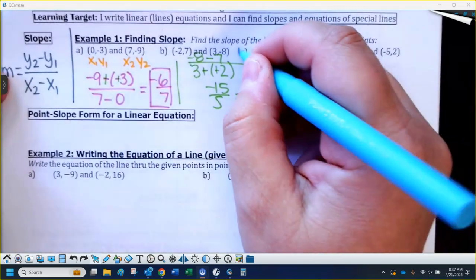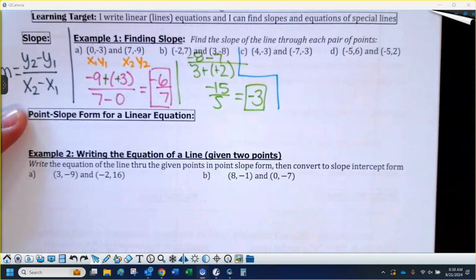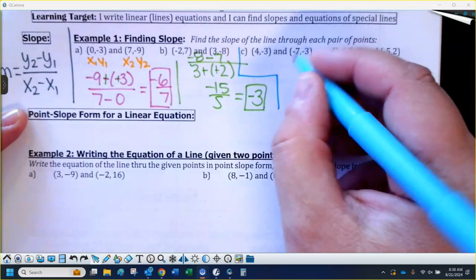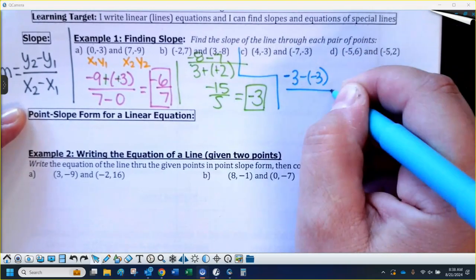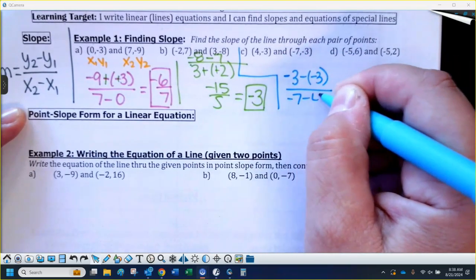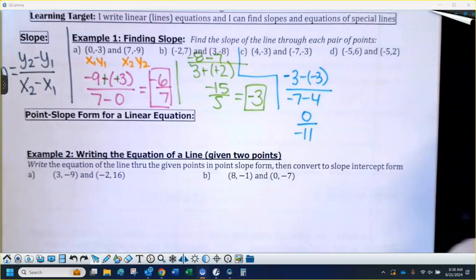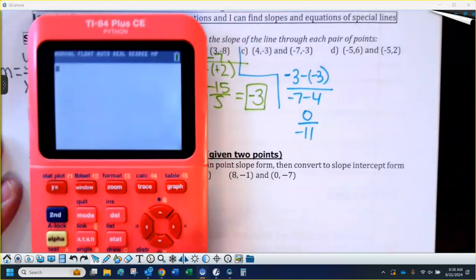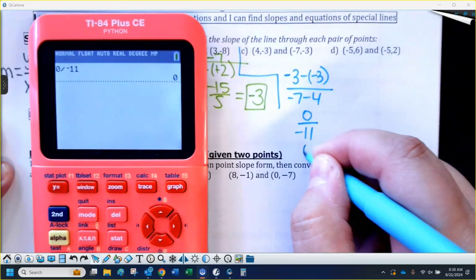Who could try the third example? What'd you get on this one? These last two are a little bit weird. So if I do -3 minus a -3, or -3 plus 3, on the top, those are my two y's. The bottom would be -7 minus 4. What does the top of that become? Now, is it okay for 0 to be on the top? Yeah, here, I'll show you on my calculator. I know we talked about restrictions and everything, so if you have 0 on the top, you can divide 0 by any number, completely legal. It's just going to be 0. So the slope of this line would be 0.